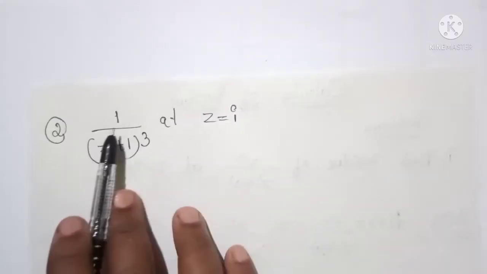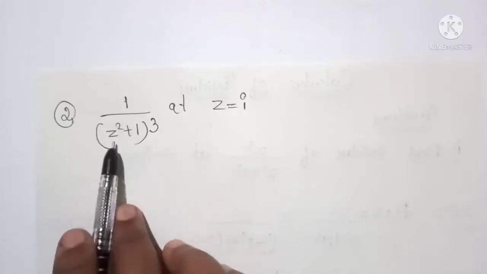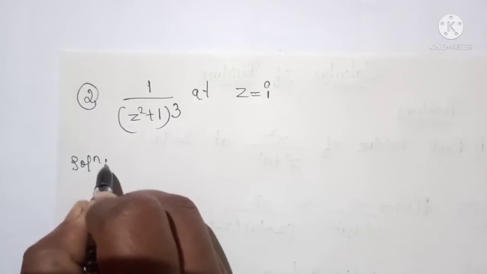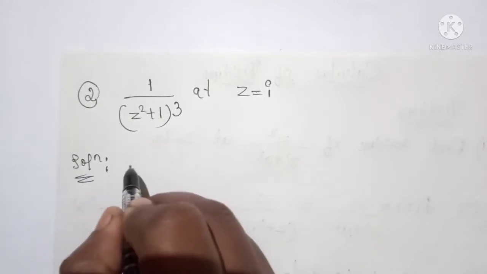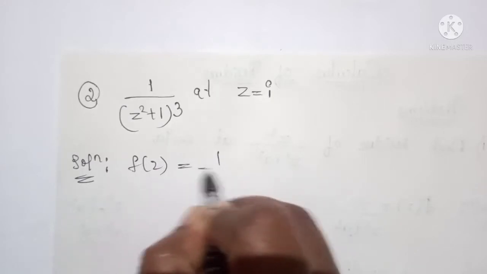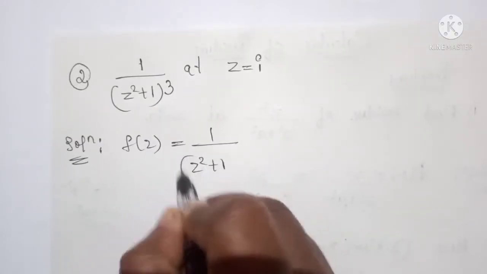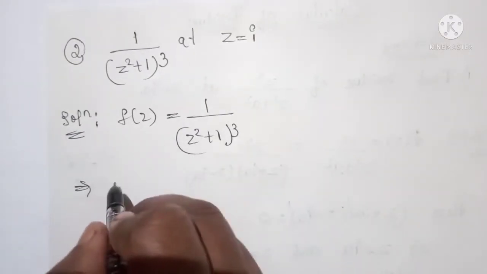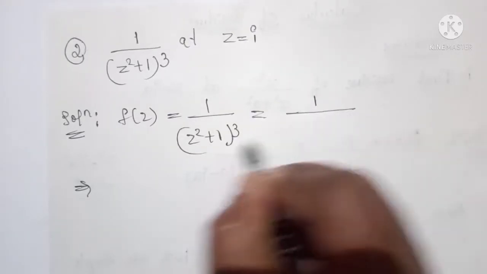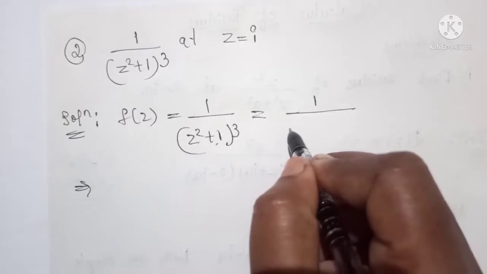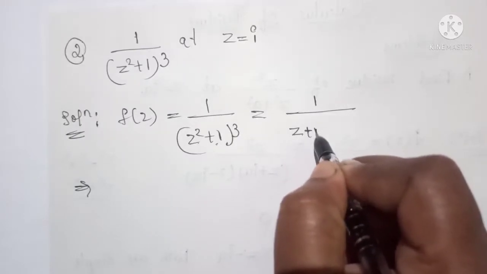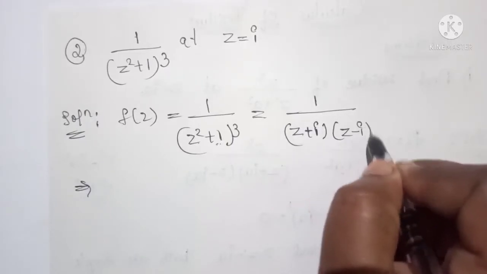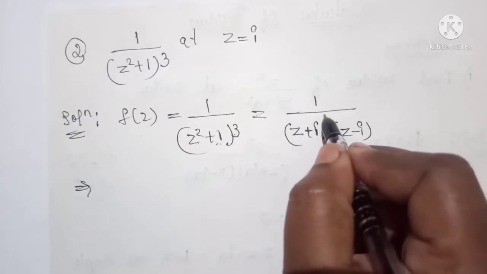Next problem: find the residue of 1 by z square plus 1 whole cube at z equals to i. Solution: f of z is given by 1 divided by z square plus 1 whole cube. The denominator can be written as z square plus 1 equals z plus i into z minus i, and because the whole cube is there, it can be written as whole cube.